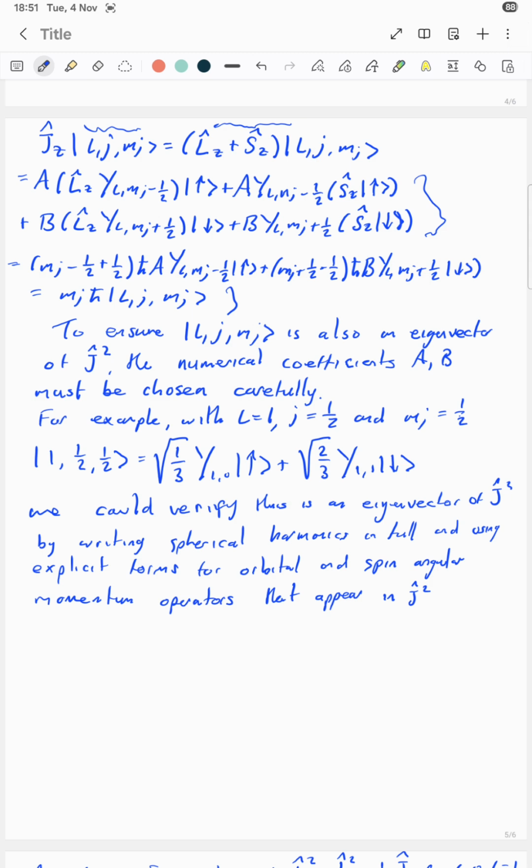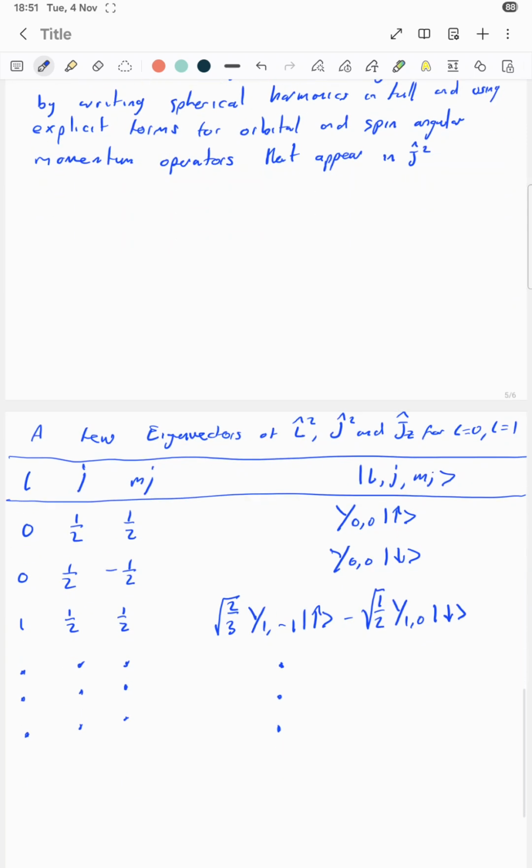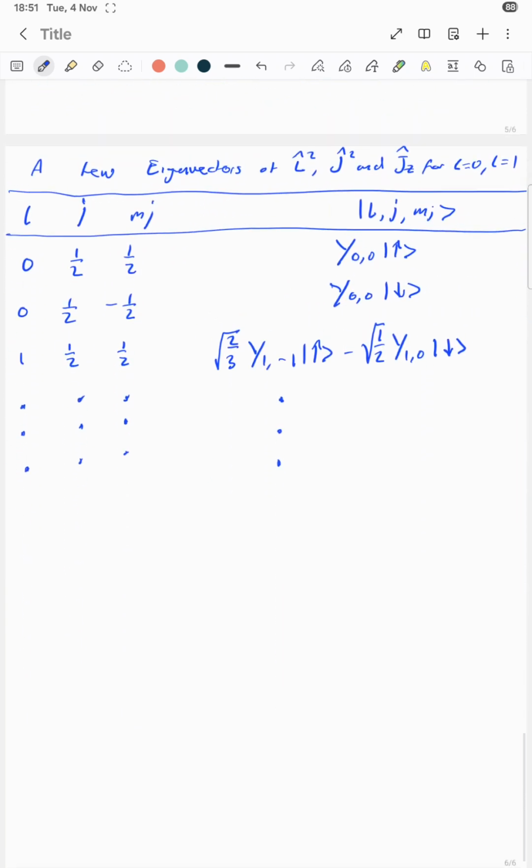To ensure that L, J, MJ is also an eigenvector of J squared, the numerical coefficients a and b must be chosen carefully. For example, if L equals 1 and J equals 1/2 and MJ equals 1/2, we get this here. And we could verify this is an eigenvector of J squared by writing the spherical harmonics out in full and using explicit terms for orbital and spin angular momentum operators that operate in J squared. Here are a few eigenvectors of L squared, J squared and Jz for L equals 2, L equals 1.